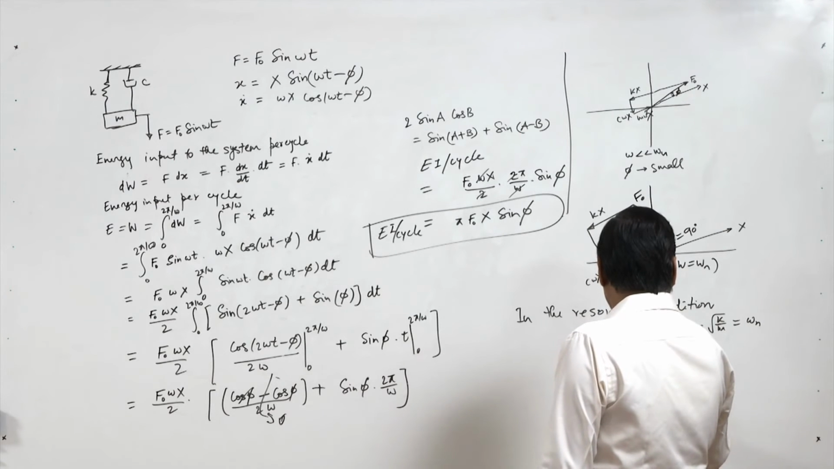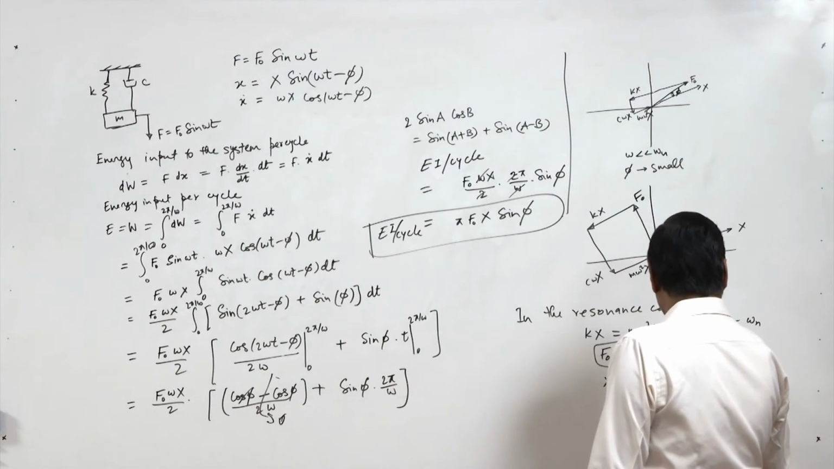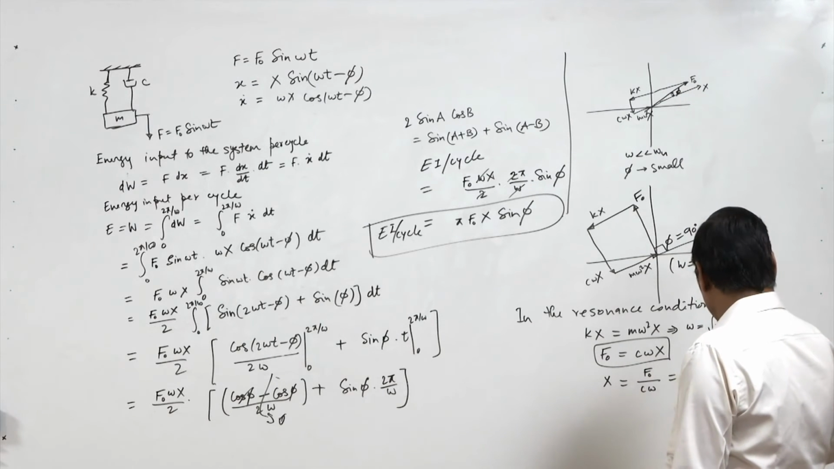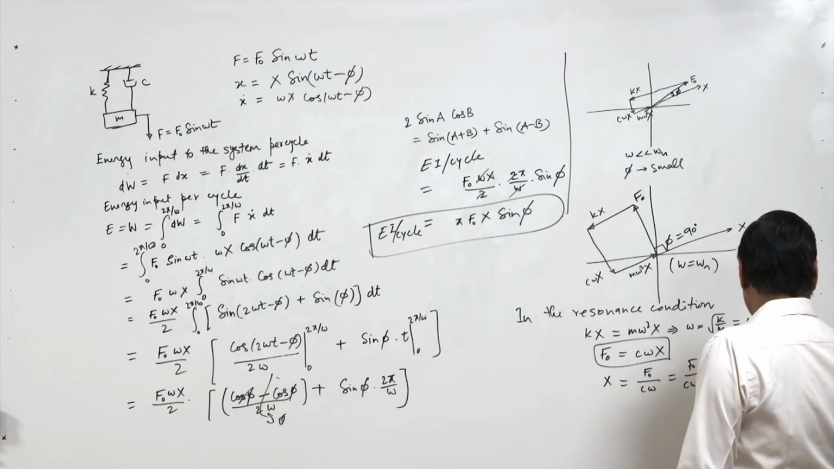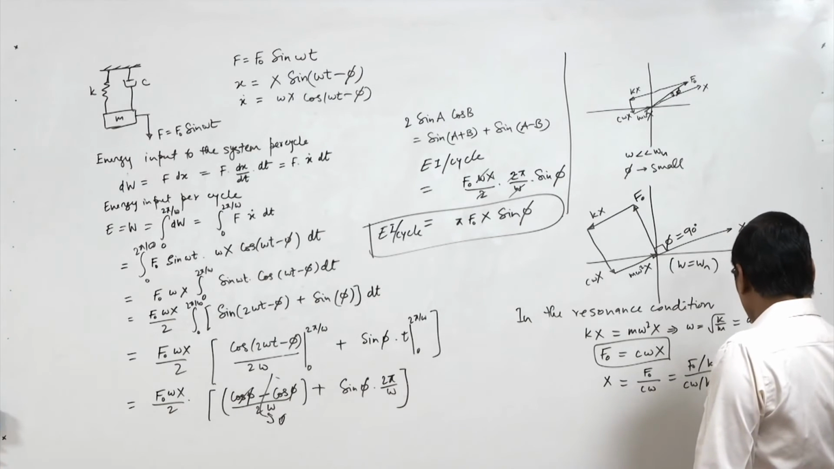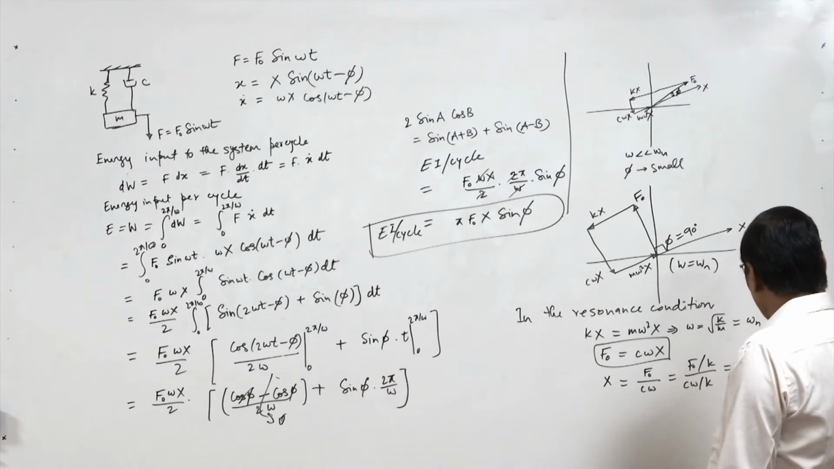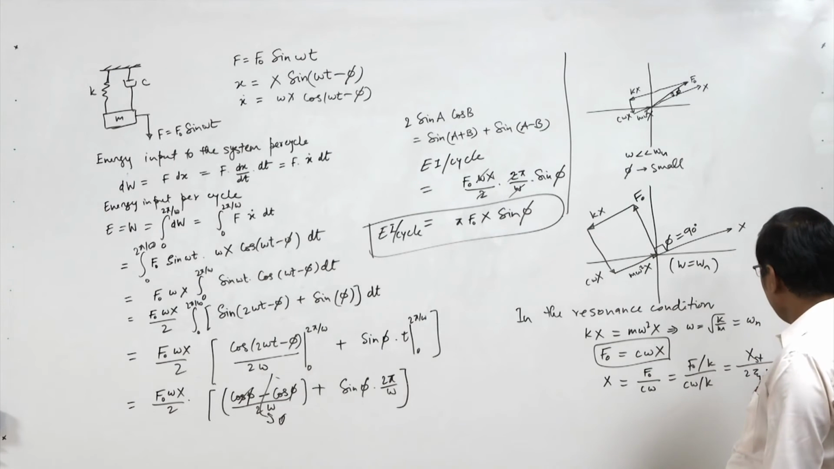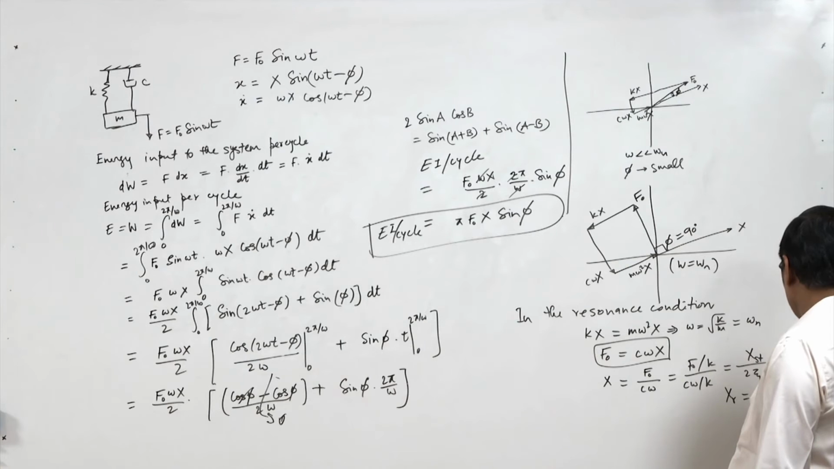And so x equal to F0 upon c omega, and we can write F0 by k, c omega by k, and that is nothing but F0 by k, the static zero frequency deflection, and c omega by k is 2 zeta into r. r is omega by omega n, and that is 1 when omega equal to omega n. So the resonance amplitude is inversely proportional to the damping.